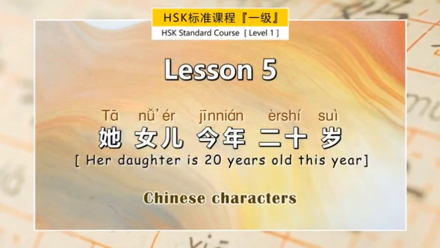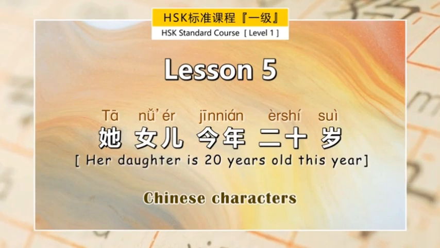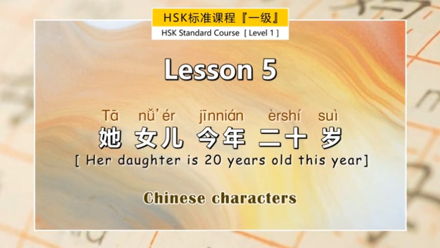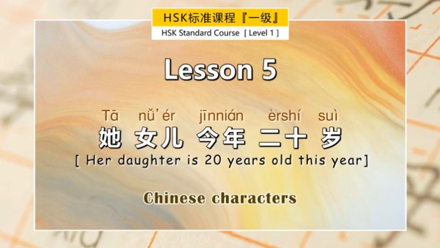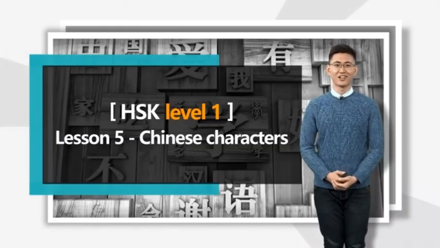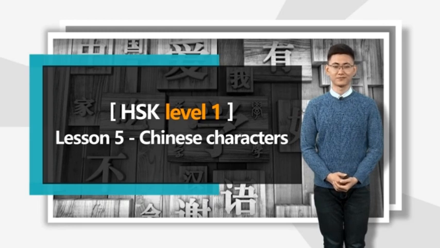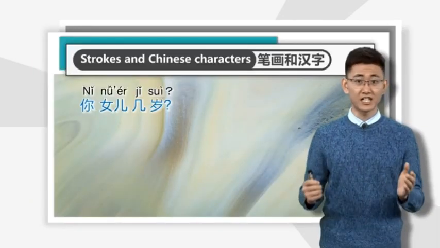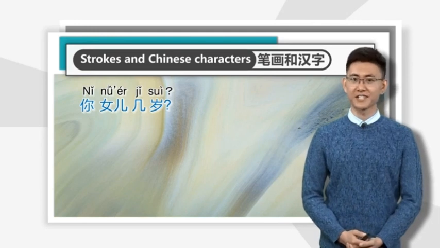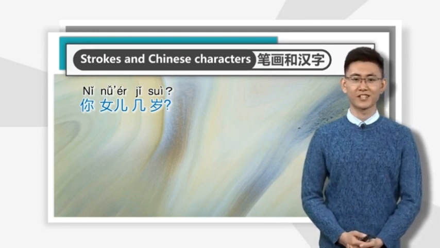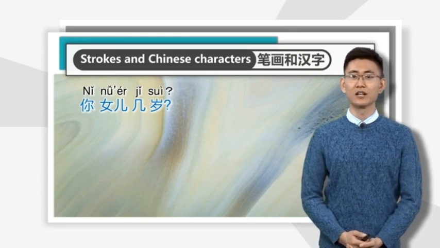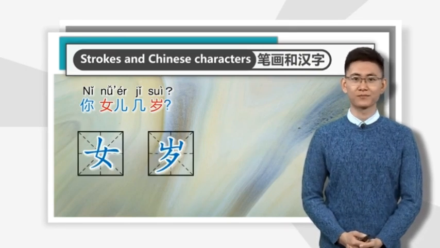第5课，他女儿今年20岁。Lesson 5. Her daughter is 20 years old this year. 你好，Welcome to HSK Standard Course Level 1。我是你的汉语老师黄增。And today we are going on with our Chinese characters. We've learned 你女儿几岁 in the dialogue of Lesson 5. And today we'll focus on 女 and 岁.